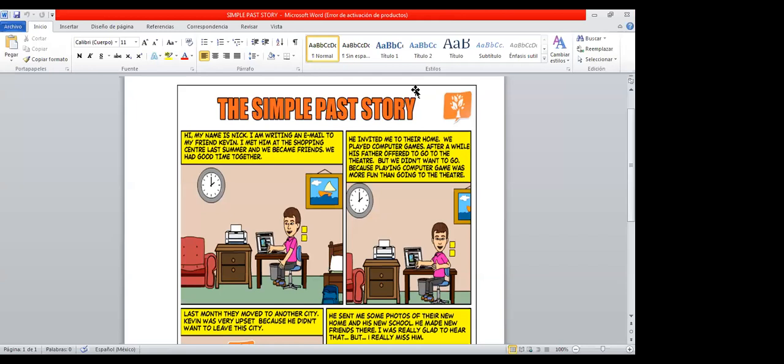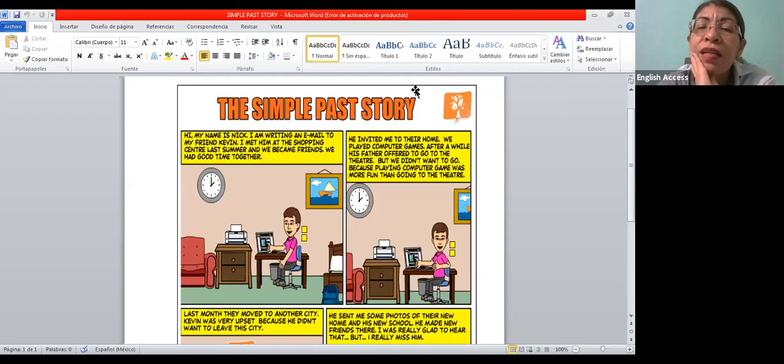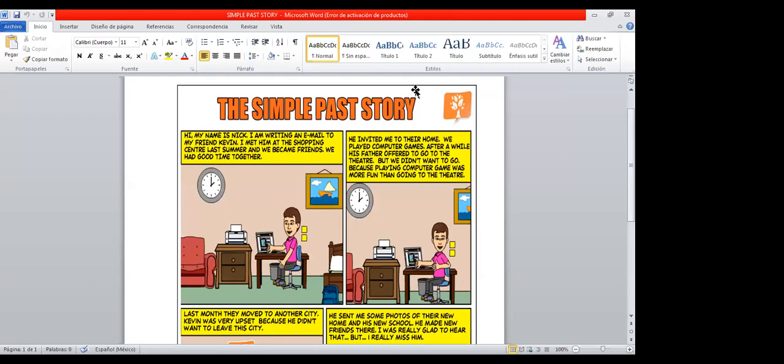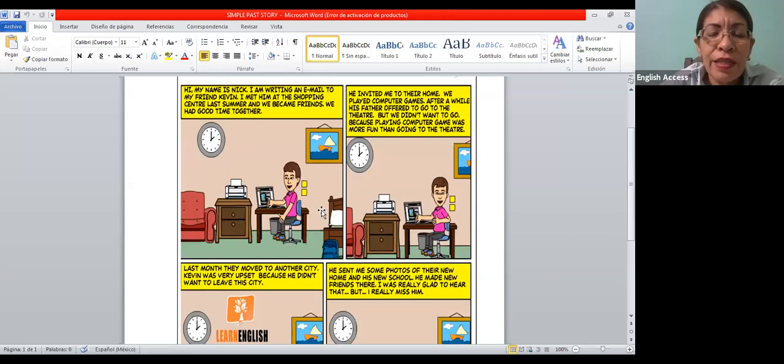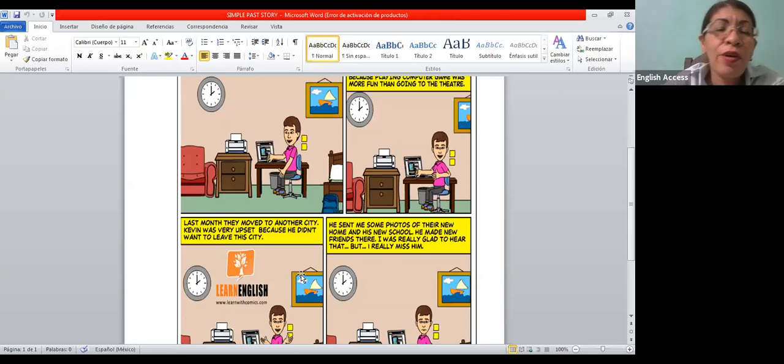He invited me to their home. We played computer games. After a while, his father offered to go to the theater. But we didn't want to go because playing computer games was more fun than going to the theater. The theater. Okay, so let's continue. Omar, please.